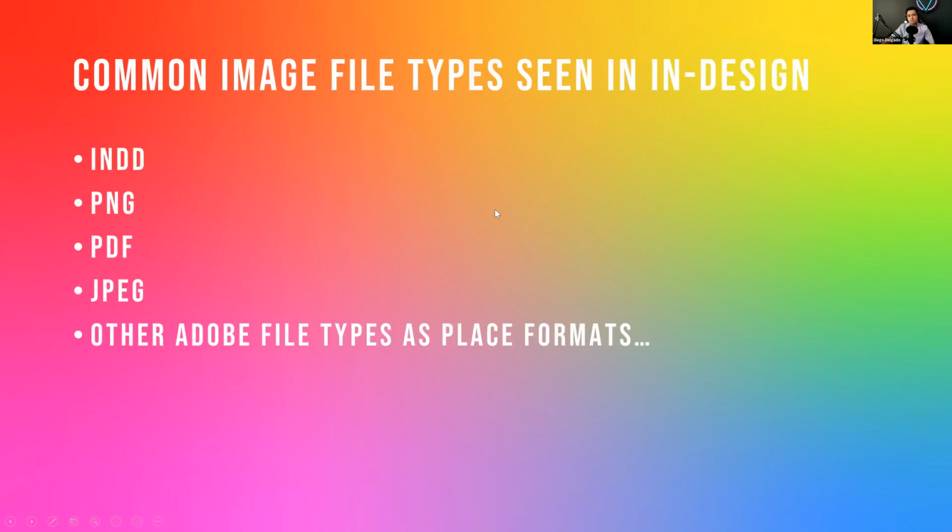So the most common file types in InDesign are INDD files, PNG, PDF, JPEG. And something cool about Adobe InDesign and a bunch of the products in the Adobe suite is that you can take files from other Adobe products and you can actually use them kind of interchangeably between the softwares. And we're actually going to show that either a little bit later or this afternoon when we actually get into the project portion of this lesson.